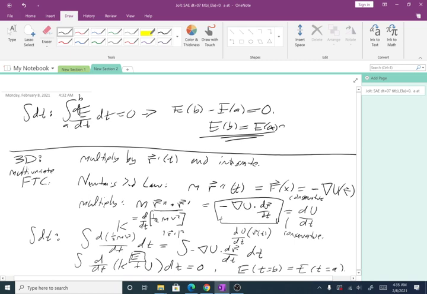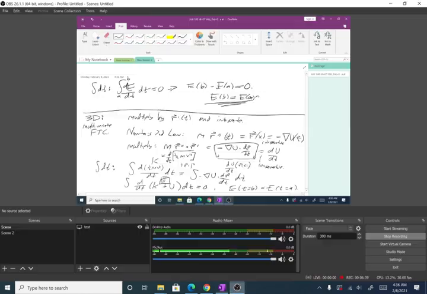I have to emphasize, this is not true if the conservative condition fails. If F is not a gradient, the energy is not conserved. So this is a huge application, and I think the vast majority of physics problems have conservative forces. So this is a very useful application of calculus.